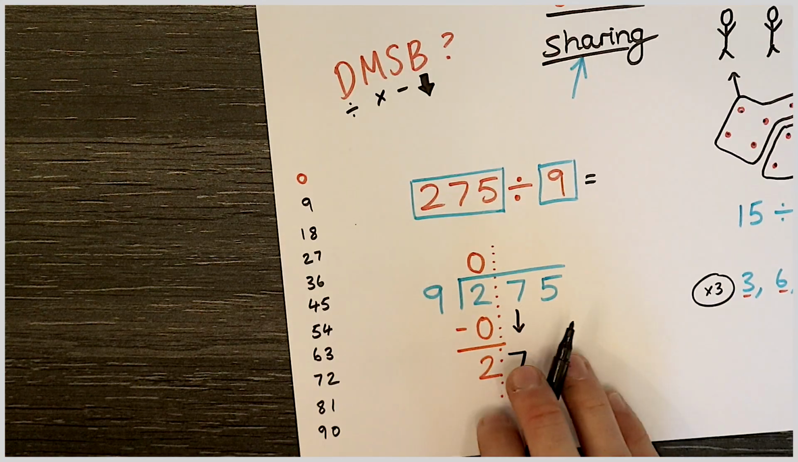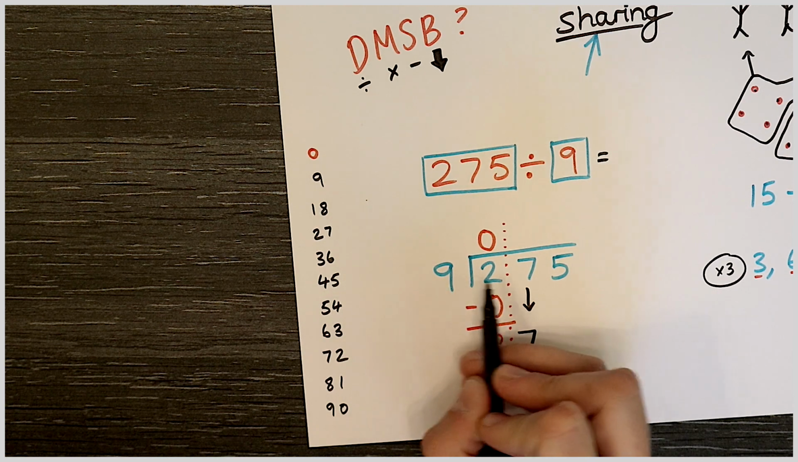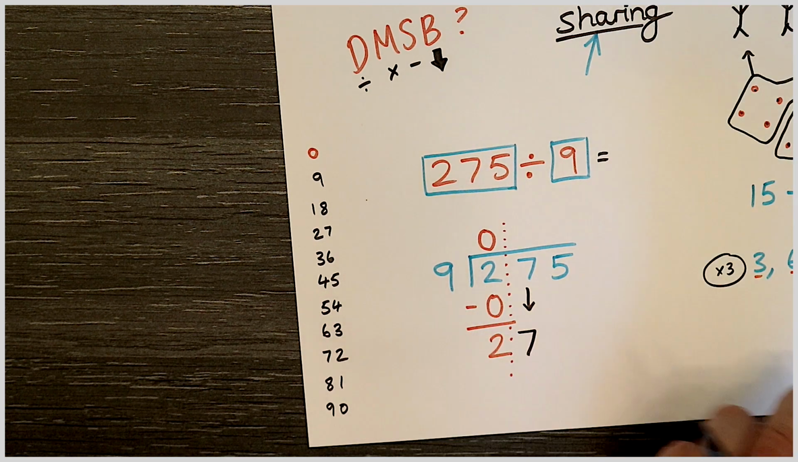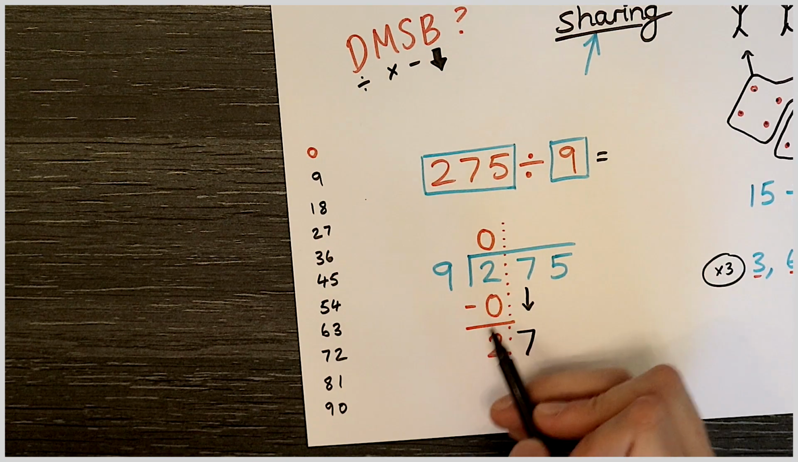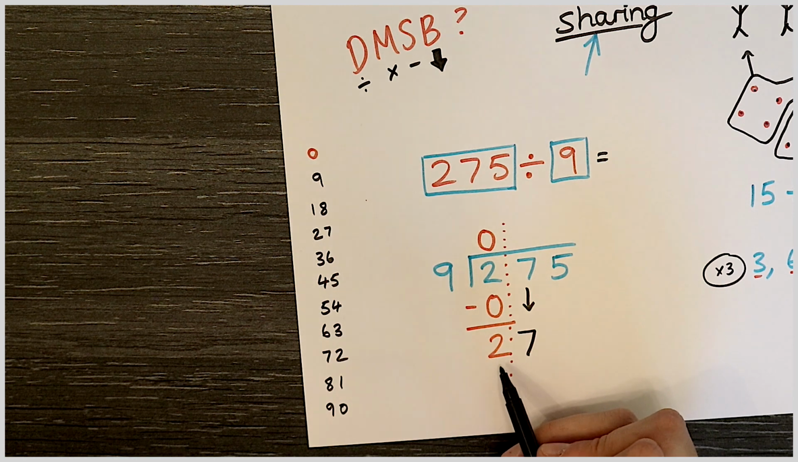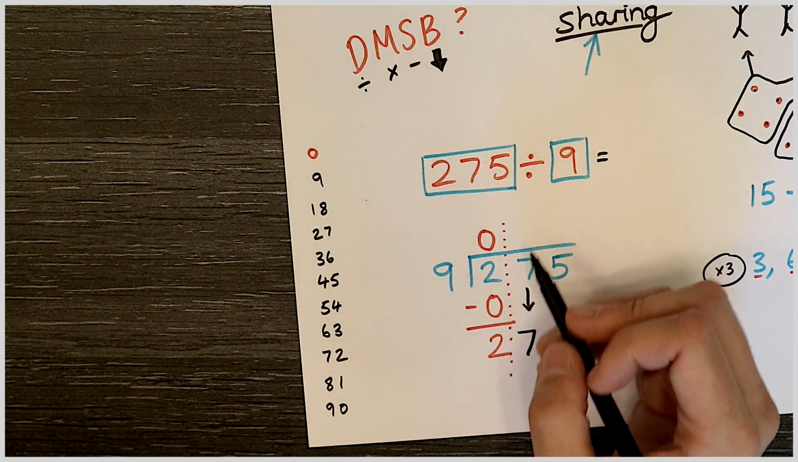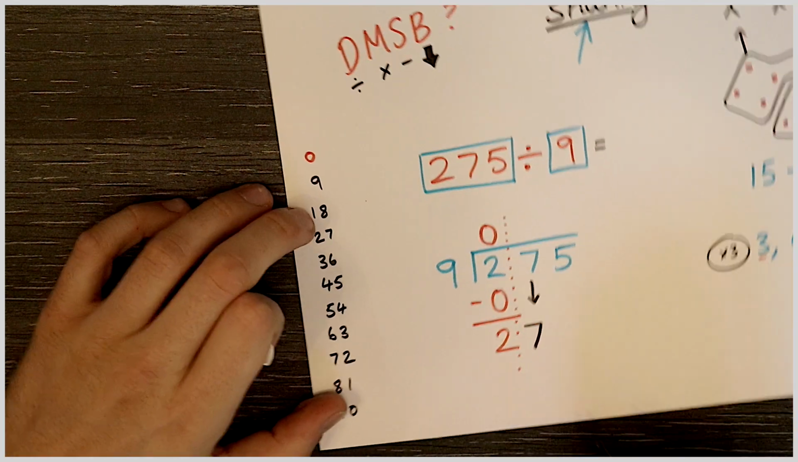So what we did in the first part of the question is we did how many times does 9 fit into 2? It doesn't. 0. 9 times 0, we multiply now, is 0. Put the 0 underneath. And then we subtract. We get 2 here. And then we bring down the next number. So now we've got 27. So what do we do now?